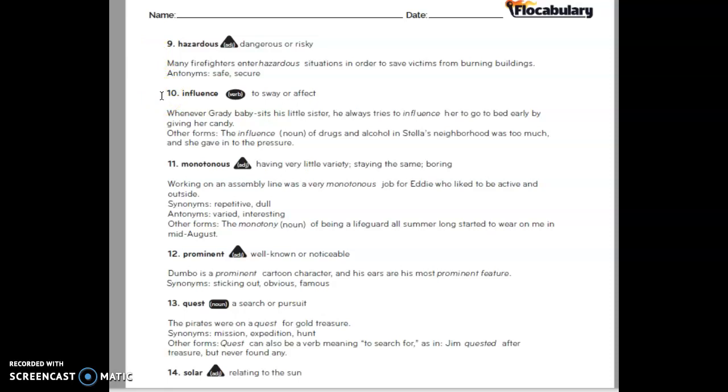Influence means to sway or affect. Whenever Grady babysits his little sister, he always tries to influence her to go to bed early by giving her candy. Another form is the influence of drugs and alcohol in Stella's neighborhood was too much, and she gave in to the pressure.